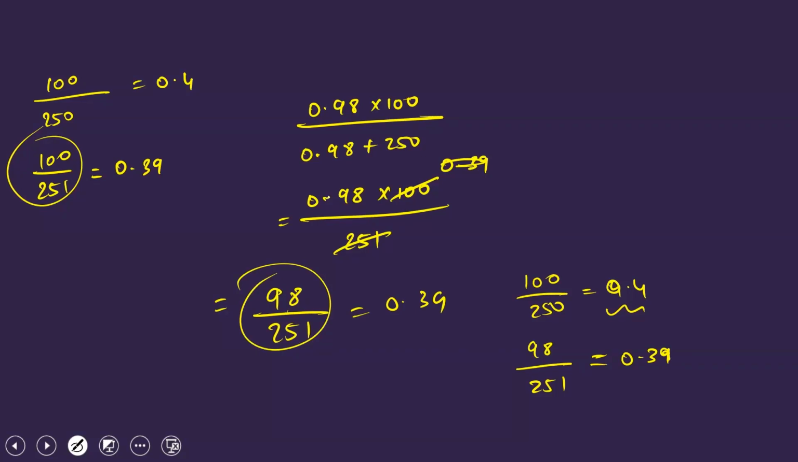So 0.98 into 100 is 98. So 98 by 251 is also 0.39. That's all I am trying to say. 100 by 251 is also equal to 0.39. Clear? All of you? Understood? Fine. That's it.